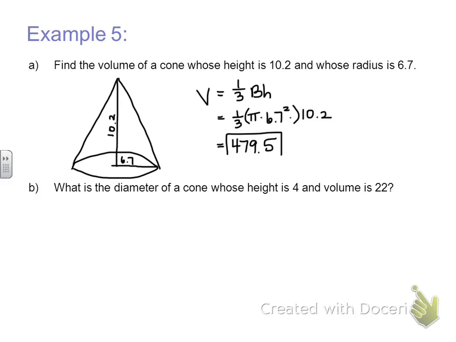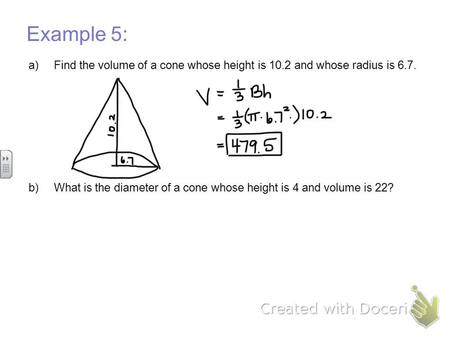So again, like I said, the only thing I could do to make this problem more difficult would be to give you the slant height instead of the regular height and make you do Pythagorean theorem to find this part, right? All right.